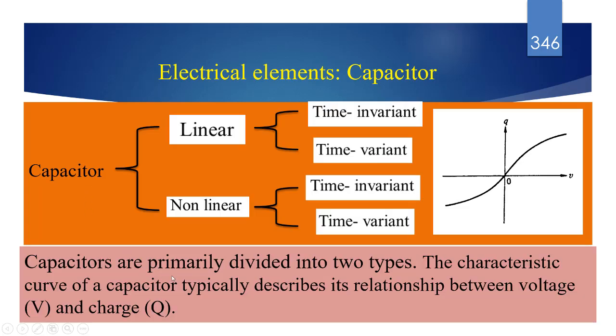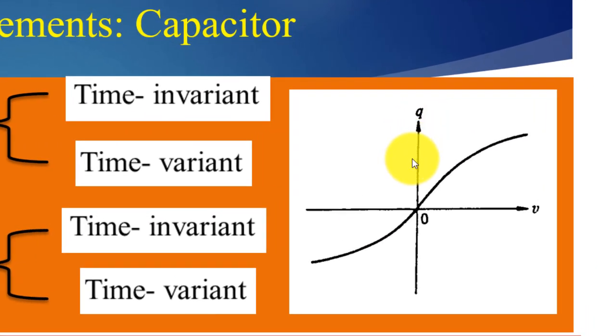Capacitor. Capacitors are primarily divided into two types: linear and nonlinear. Each one is divided into two types: time invariant, time variant. The characteristic curve of a capacitor typically describes its relationship between voltage and charge.